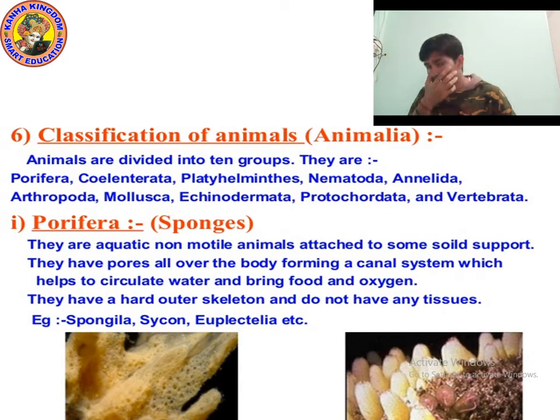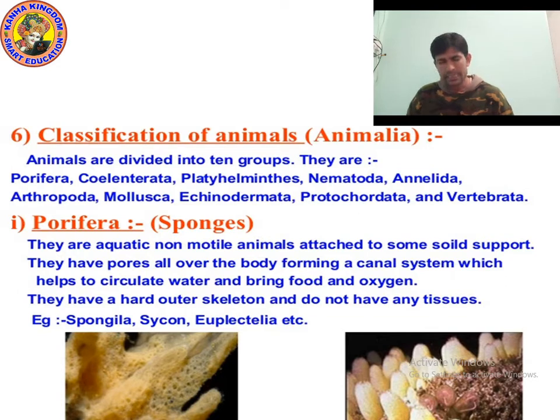Classification of Animalia. Animals are divided into 10 groups, as you can see on your screen. The first group is Porifera, second is Coelenterata, third is Platyhelminthes, then Nematoda, Annelida, Arthropoda, Mollusca, Echinodermata, Protochordata and Vertebrata. These are the different groups.